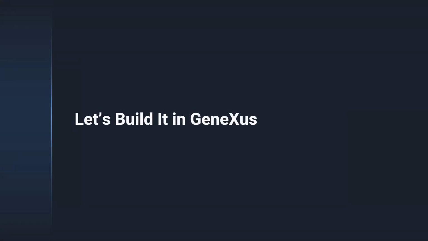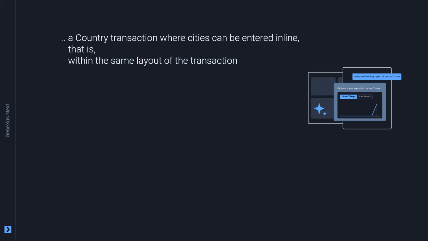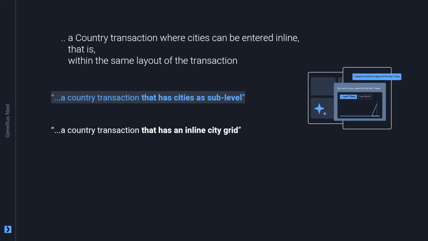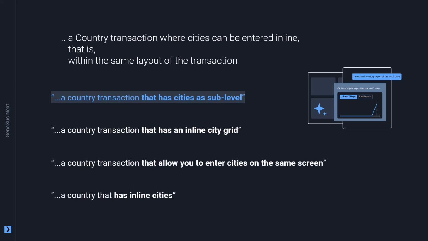How do we represent this entity in GeneXus? We will use the assistant. What we want is a country transaction. Transaction where cities are entered right there in line. That is, within the same layout of the transaction. This is one possible description of what we just saw. We could also say a country transaction that has cities as a sublevel, or that has an inline city grid, or that allows entering cities on the same screen, or even shorter, that has inline cities among other possibilities.